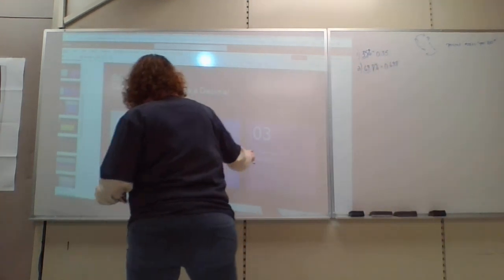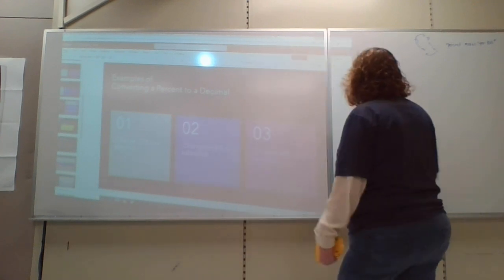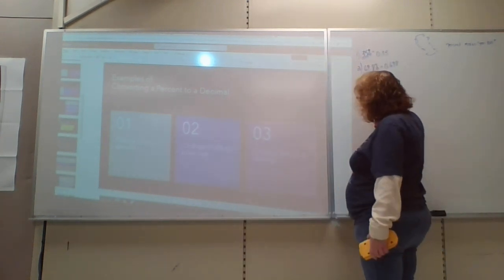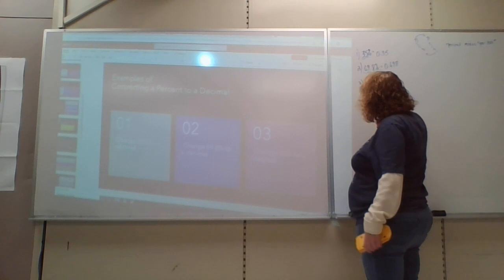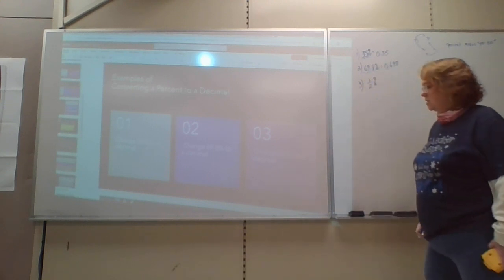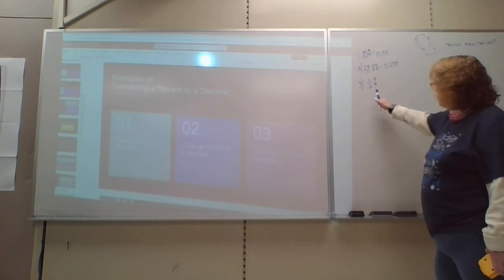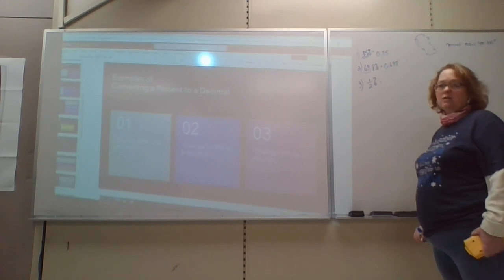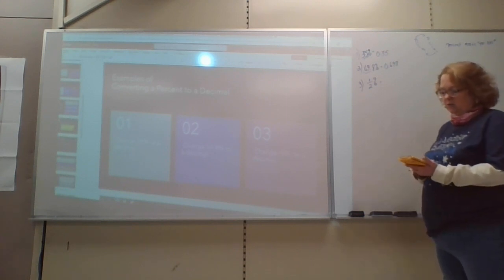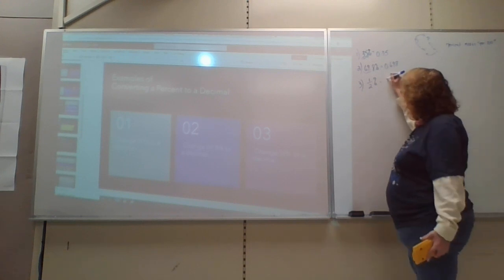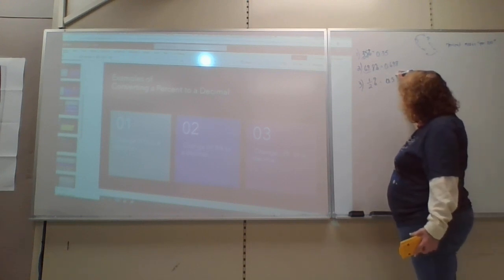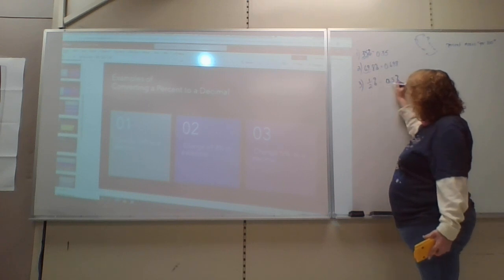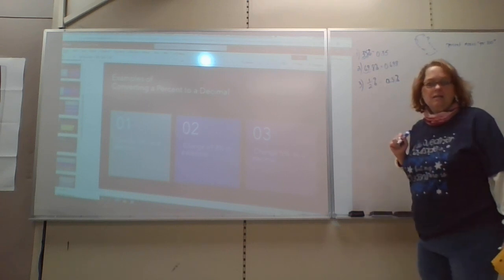Okay. Looking at the last one here, what if I have half of a percent? Half a percent. Change that to a decimal. First of all, I'm going to change this fraction into a decimal. You remember how to do that. You put 1 divided by 2, and I got 0.5%. A half and 0.5 is the same thing.